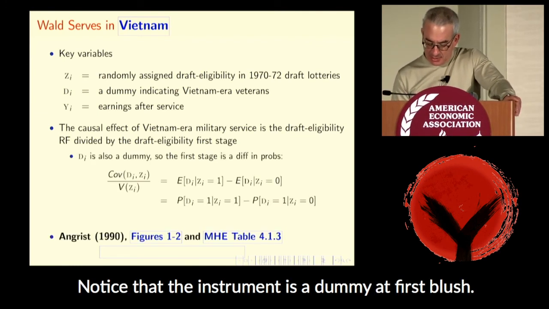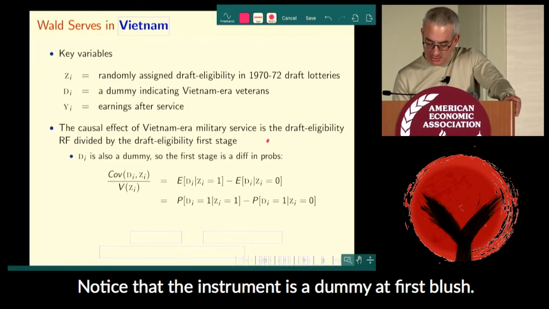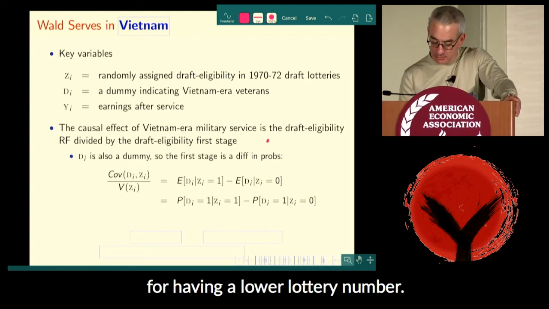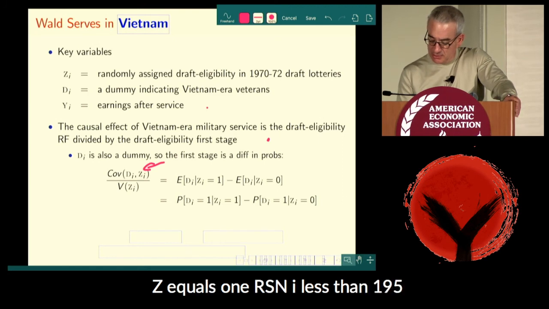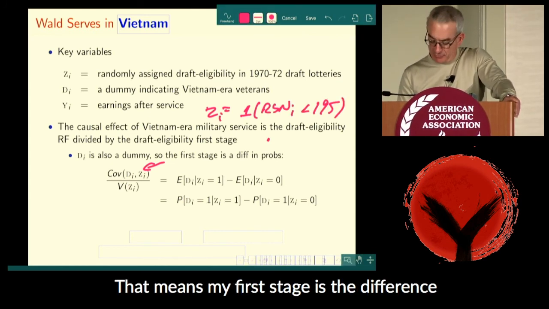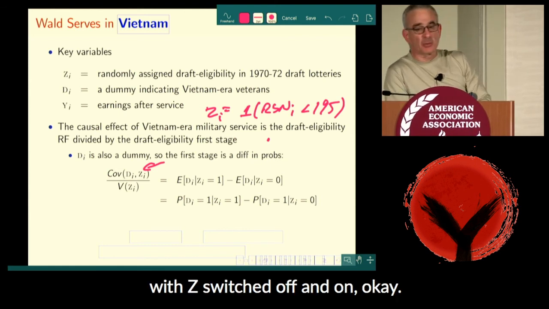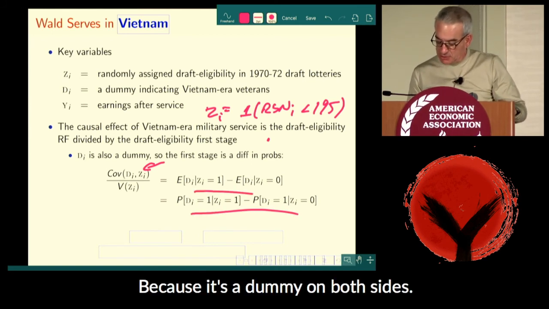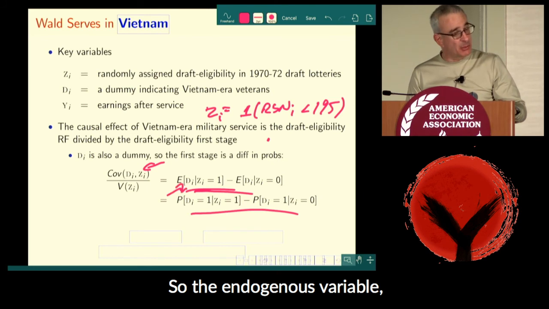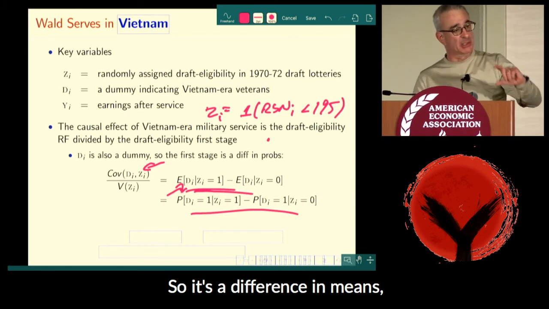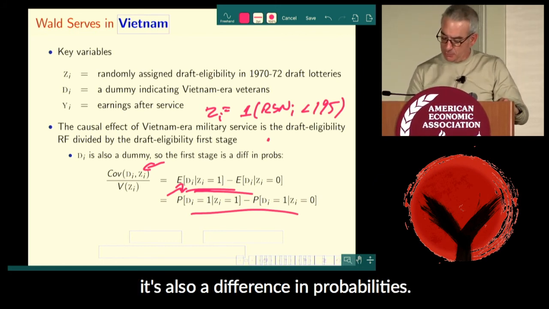Notice that the instrument is a dummy at first blush. Okay, so I'm just using a dummy for having a low lottery number. So Z, we can write it like this: Z equals 1 if RSN is less than 195 for people who are born in 1950. That means my first stage is the difference in the probability of service with Z switched off and on. Okay? And because it's a dummy on both sides, the endogenous variable, the thing I'm estimating the effect of, is a dummy, and the instrument is a dummy. So it's a difference in means, but because D is a dummy, it's also a difference in probabilities.